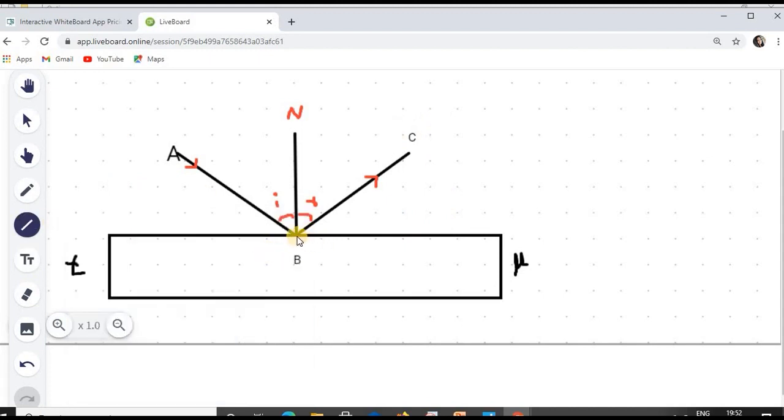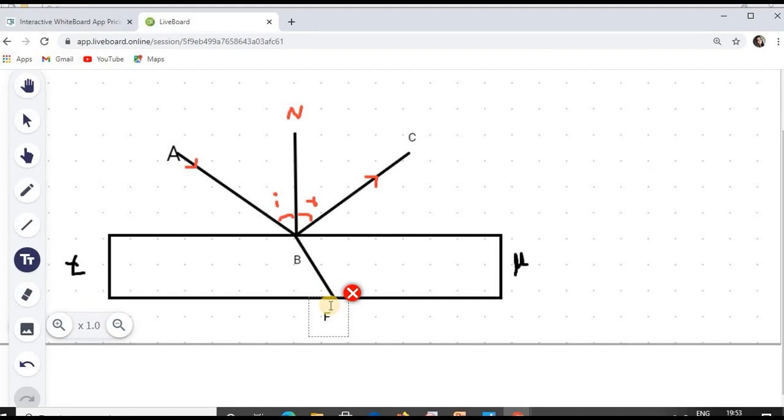And we are having again, this is the transmitted ray. Normally 96% is transmitted and 4% is reflected back. The reflected ray is BC and the transmitted ray is named as BF.